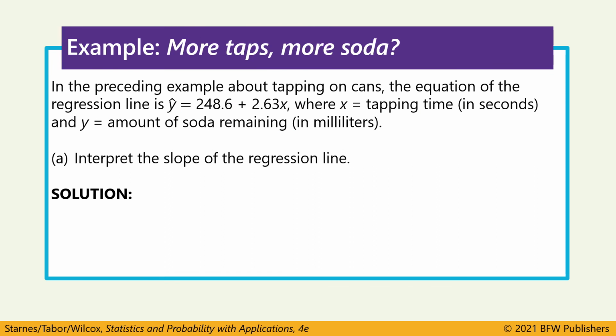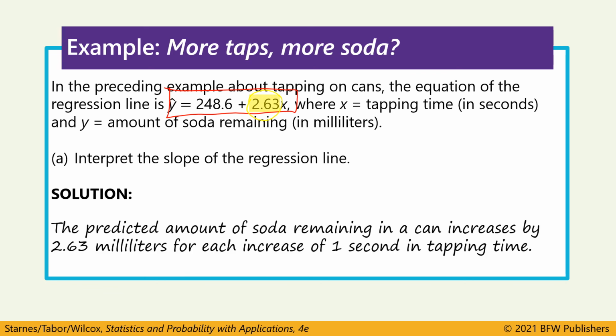So one other example with that soda scatter plot of the shaken up sodas, which gave us this regression equation right here. Interpret the slope. The slope is the one that's next to the x. It's this 2.63. And to interpret it, we would say the predicted amount of soda remaining in a can increases by 2.63 milliliters for each additional 1 second of tapping time.